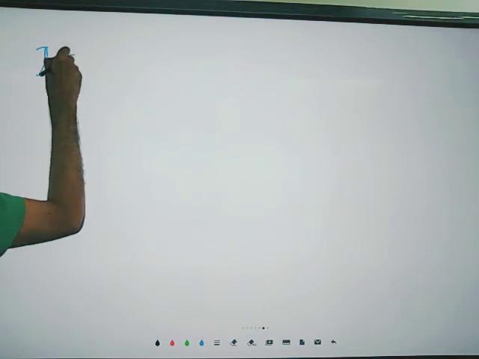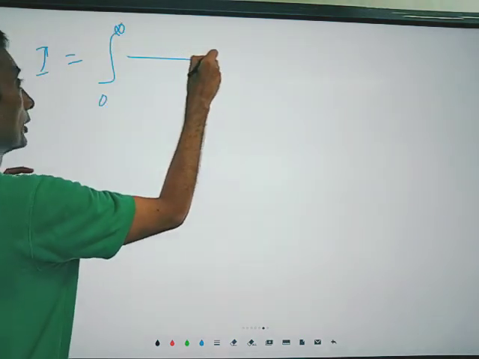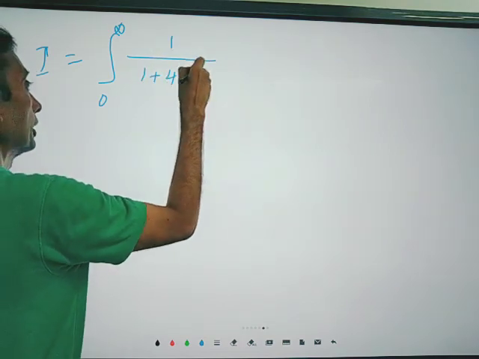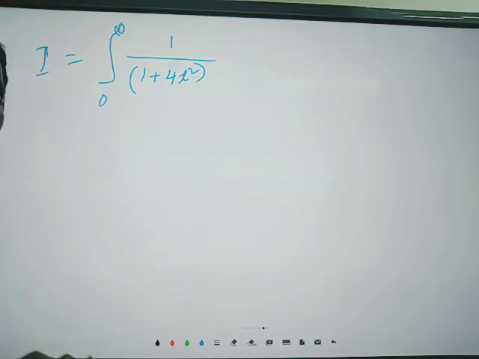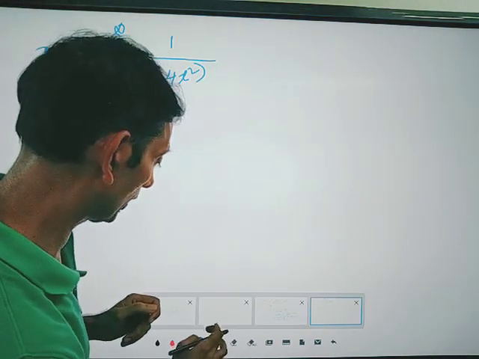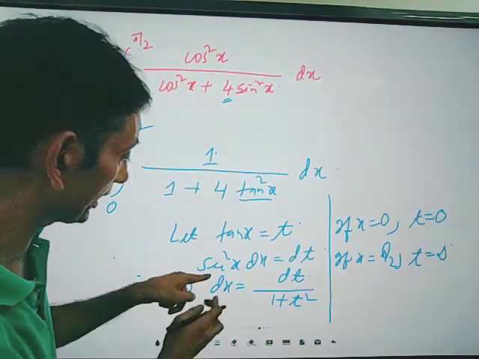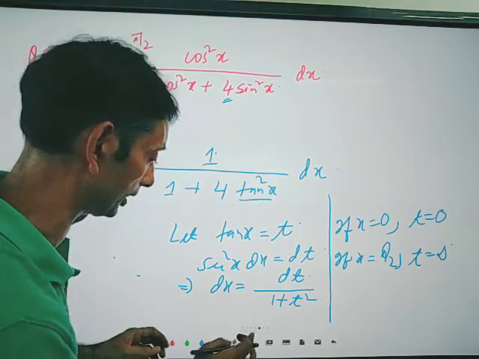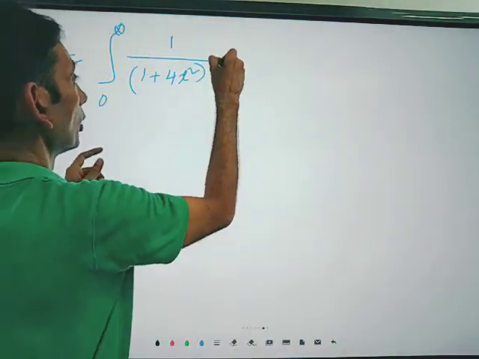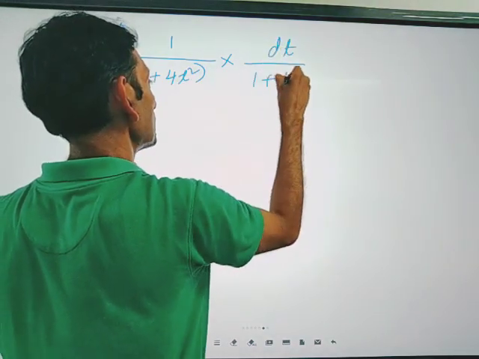I equal to 0 to infinity, and this is 1 by 1 plus 4t squared, and we are going to substitute the value of dx. We got the dx value: dx is dt by 1 plus t squared. Remember this. Fine.